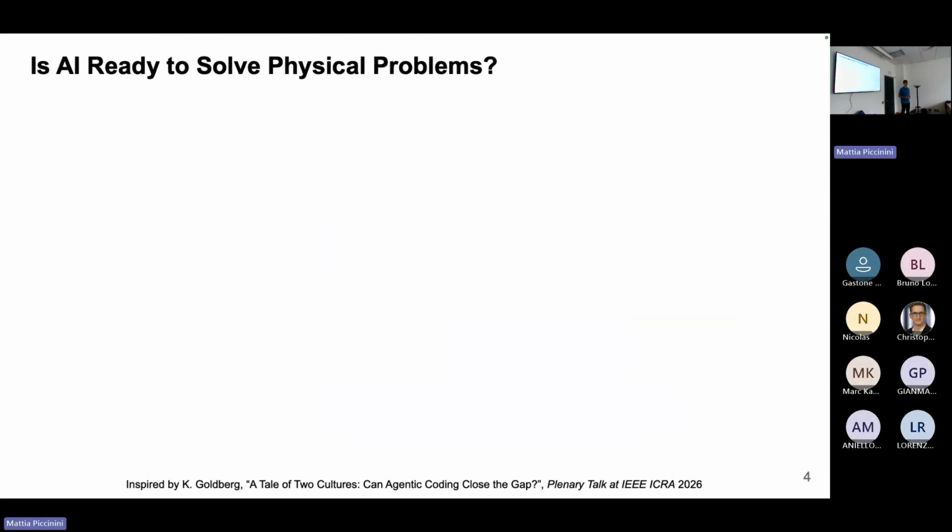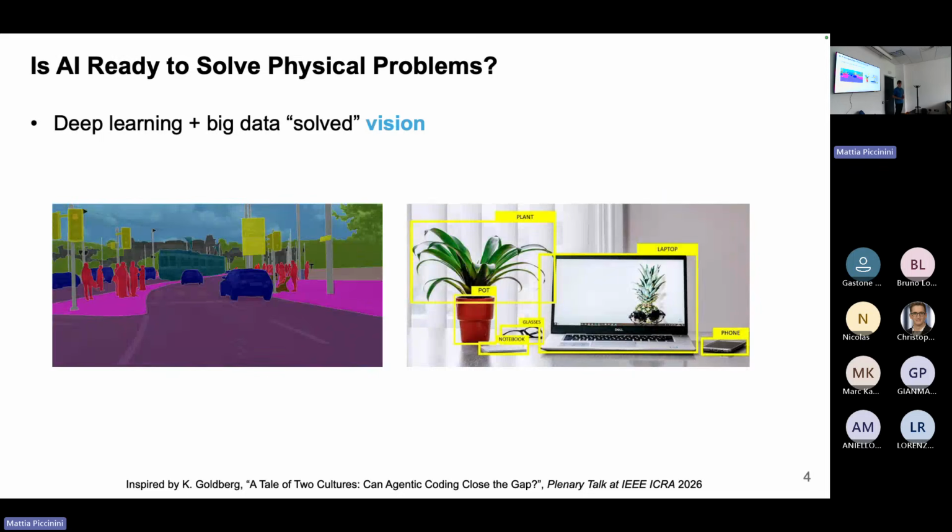Is AI ready to solve physical problems in the real world? This is an open question. Some of you may say, yes, it's already there. Some others may say, no, it will take some time. But if you think of at least some other fields, physical problems is one big topic, but there are also other topics which have been addressed by AI. One of them is vision. If you think of computer vision, deep learning, and big data, I think we can say that they solved vision, because image classification, object detection, semantic analysis of scenes, these tasks are already solved very, very well.